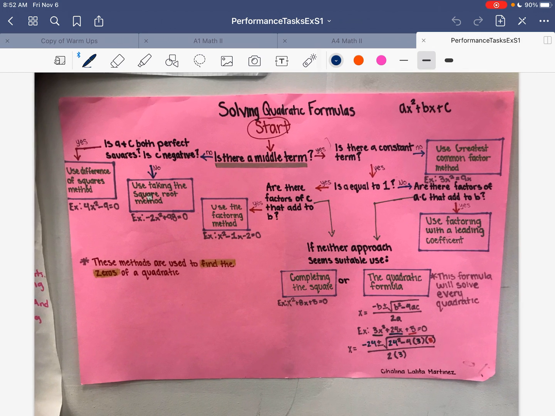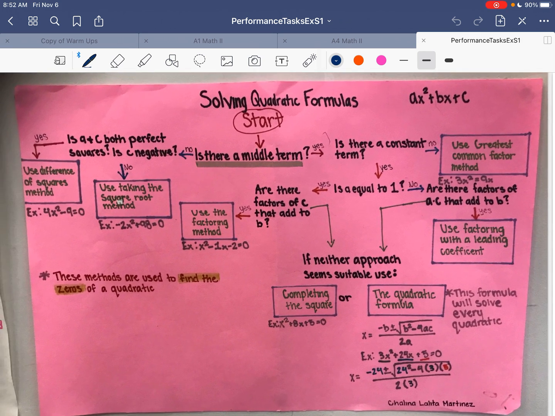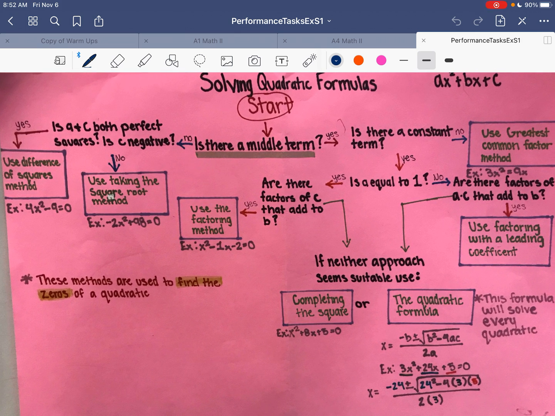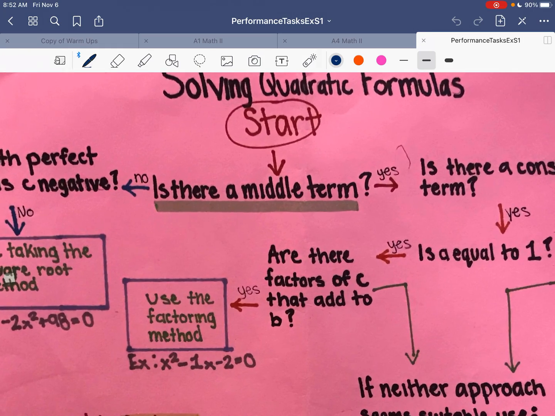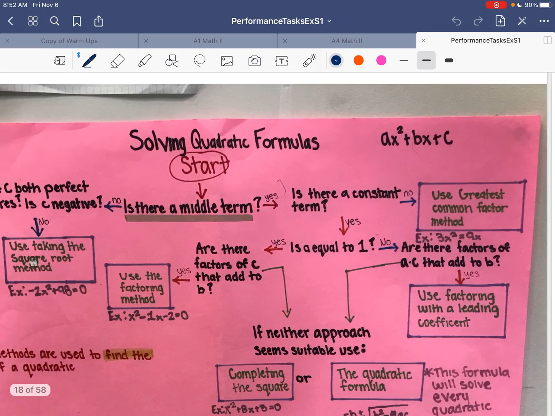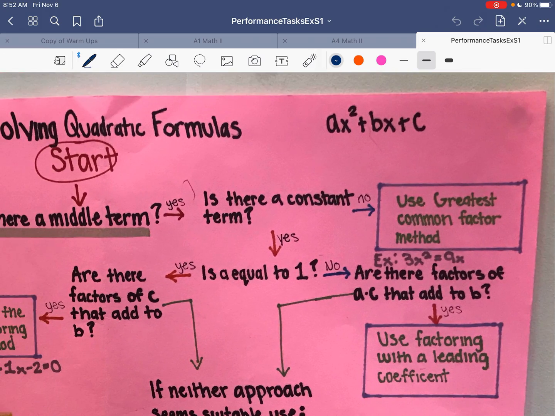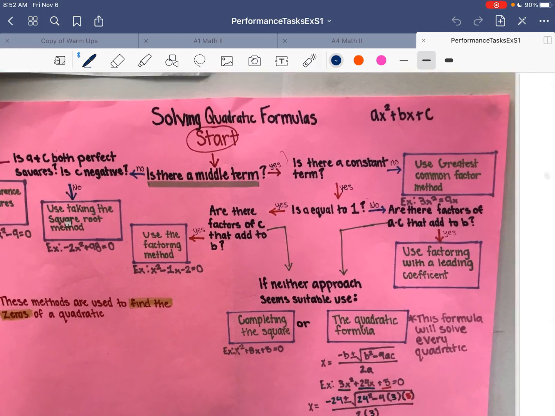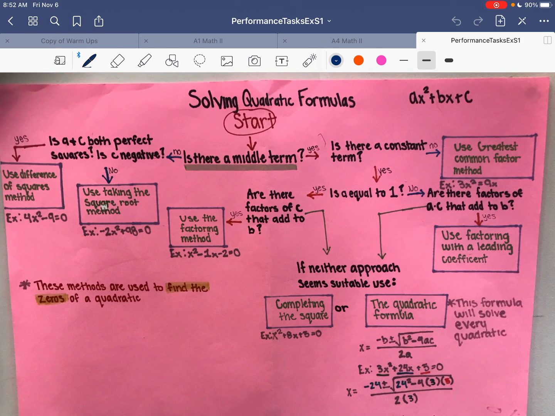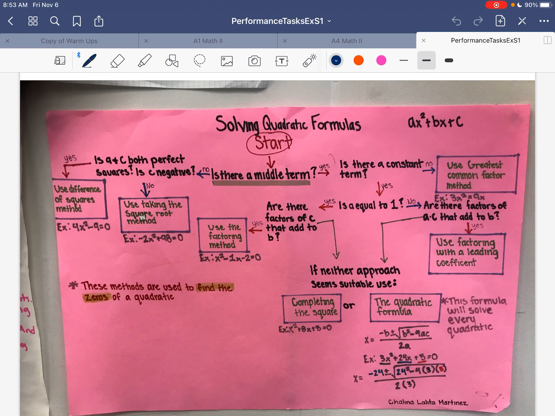This one is an example of option B. They made a flow chart for how they decide to solve a quadratic. So there's a lot of thoughts in here, like, is there a middle term, yes or no? Are a plus c both perfect squares? Is c a negative? Is there a constant term? So she did a great job illustrating her thought process when it comes to this. I thought it was great.